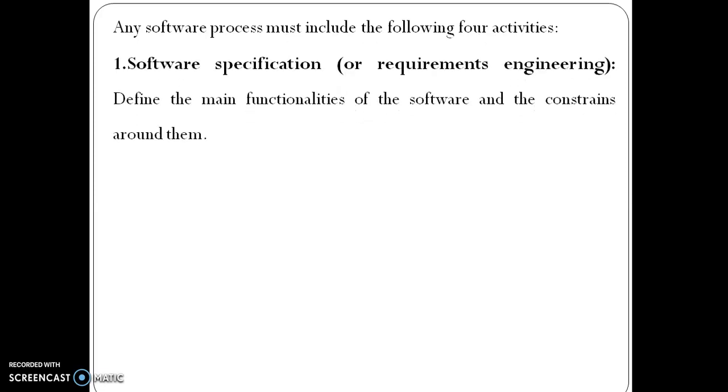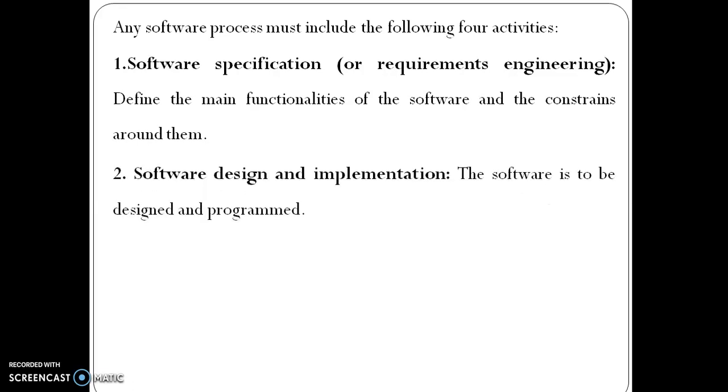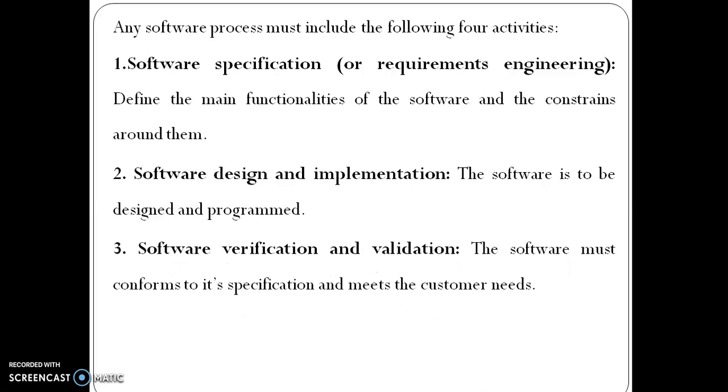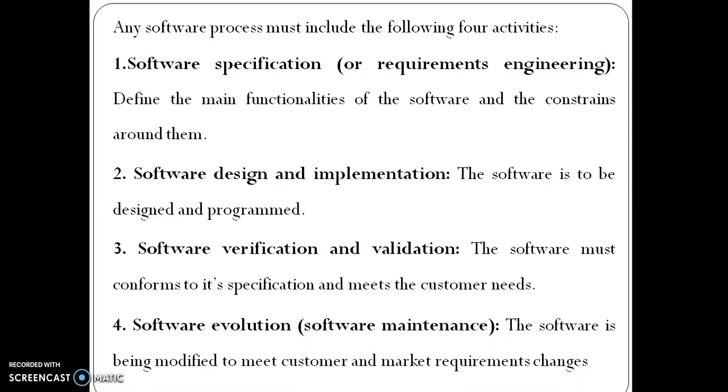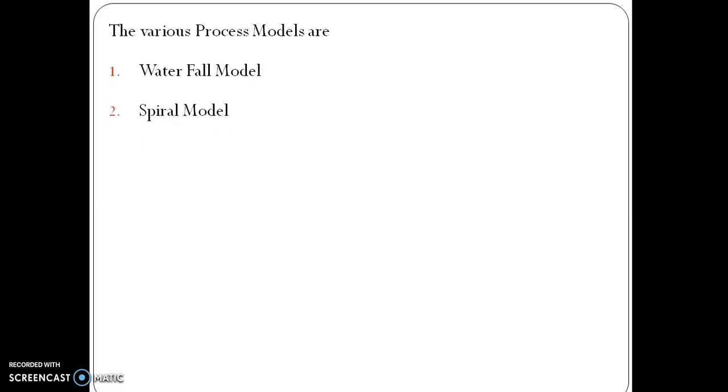Any software process must include the following four activities: software specification or requirements engineering, define the main functionalities of the software and the constraints around them; software design and implementation, the software is to be designed and programmed; software verification and validation, the software must conform to its specification and meets the customer needs; software evolution, the software is being modified to meet customer and market requirement changes. The various process models are waterfall model, spiral model, prototype model, incremental delivery.